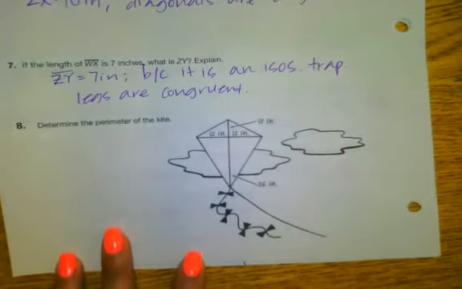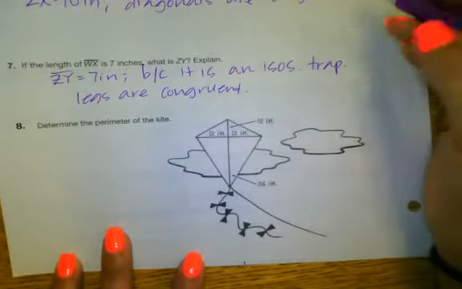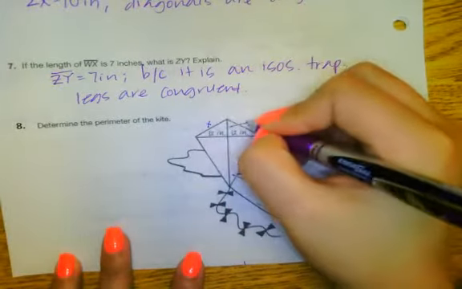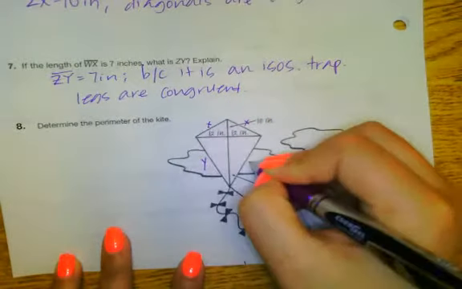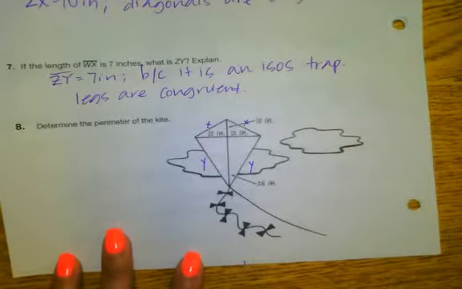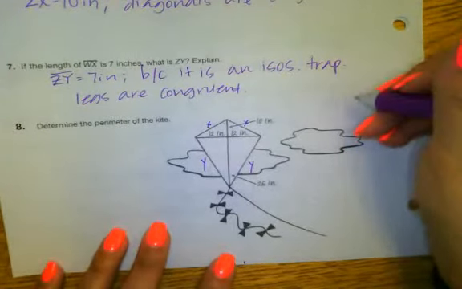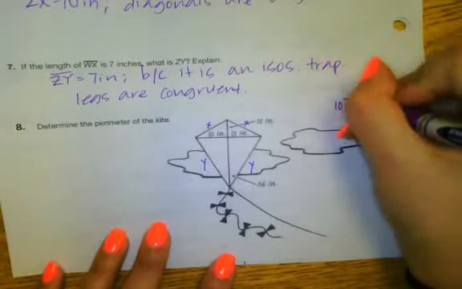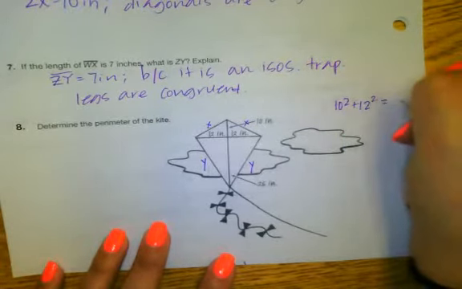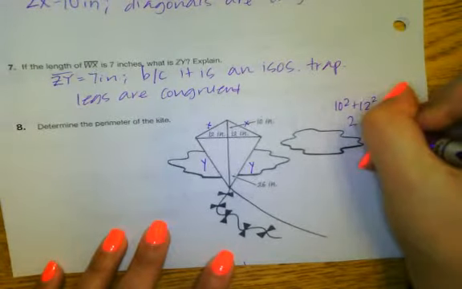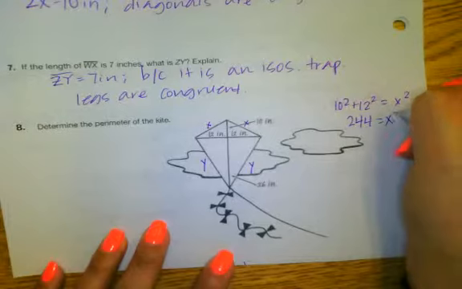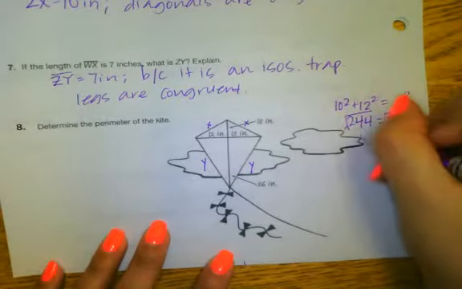Okay, determine the perimeter of a kite. So we need to determine the perimeter of a kite. How do we figure out what x is? Pythagorean theorem. So you have 10 squared plus 12 squared equals x squared. 244 equals x squared. Go to the hundreds. 15.62.